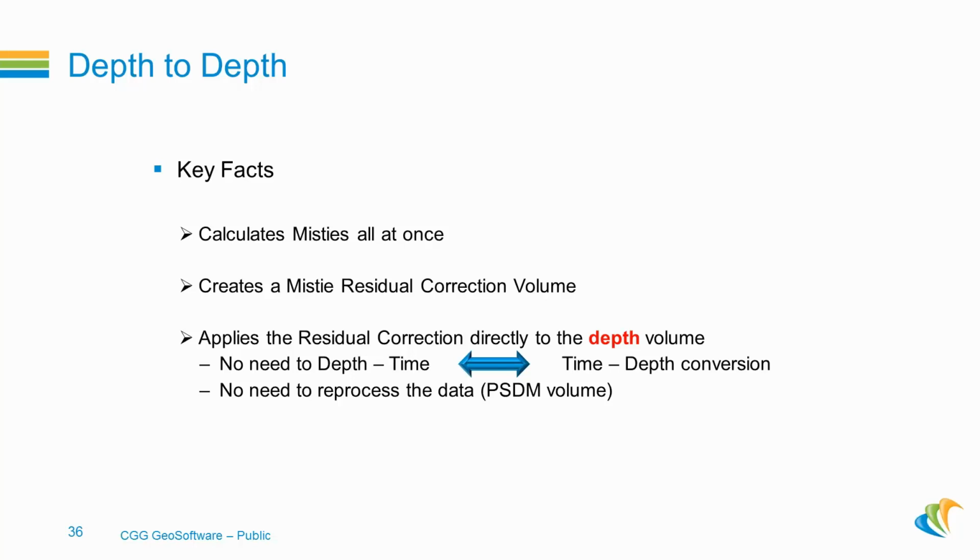Every time that we are sending information from one domain to another, we are building up errors. So if we avoid having to convert this information back to time from depth, we are avoiding adding an additional mistake in the volume. And the other good reason is that we don't need to reprocess the data, because we can correct our PSDM volume directly in depth.